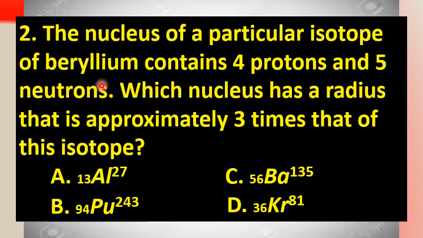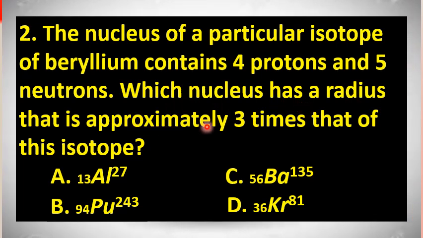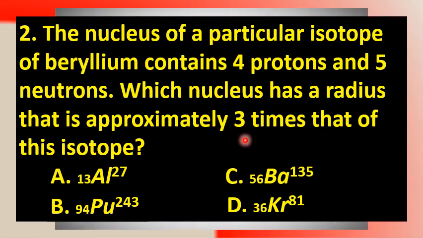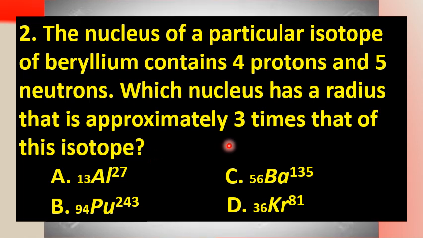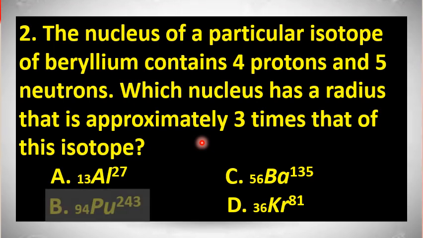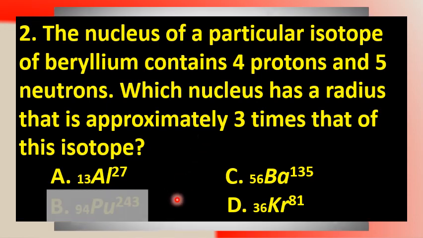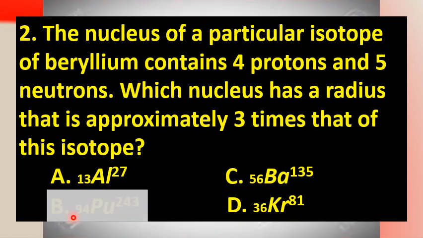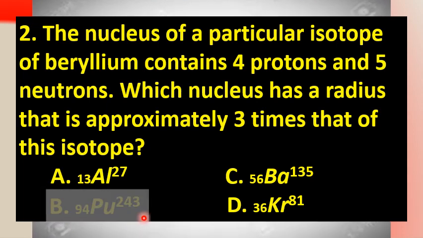So going back to question number 2, which nucleus has a radius that is approximately 3 times that of this isotope? Based on our preceding answer of finding the mass number of the unknown nucleus, it looks like letter B is the correct answer. The unknown nucleus is plutonium, whose atomic number is 94, meaning there are 94 protons, and its mass number is 243.